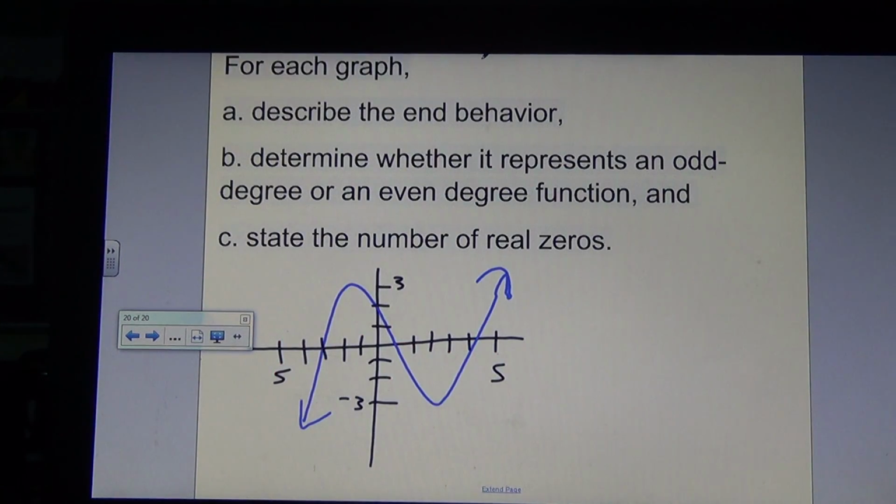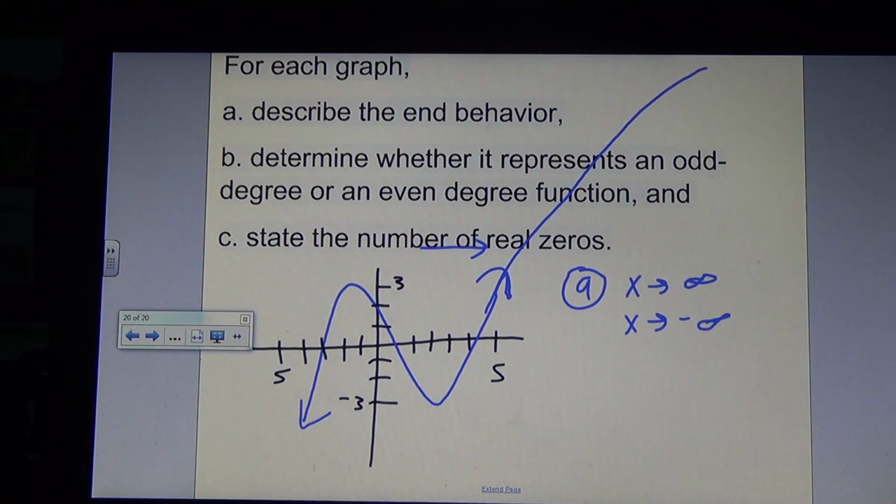Alright, and the last problem. For each graph, describe the end behavior. So again, end behaviors, you need both parts. When x goes to infinity, and when x goes to negative infinity. So when x goes to infinity, that means it goes to the right. So as x goes to this direction, what happens to my graph? It keeps going what? Up. Alright? If x goes into the left, to negative infinity, which way does my graph go? Down.